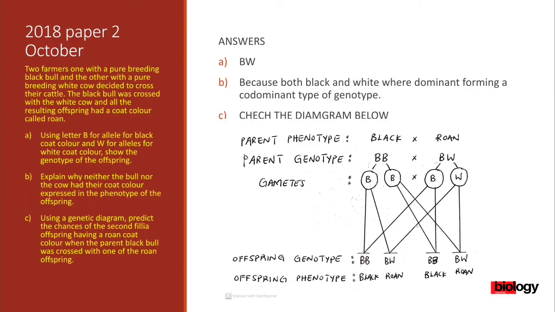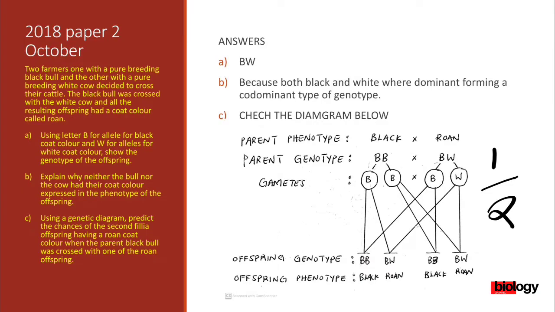So what are the chances? Because they are asking us for the chances. When you look at what we have here, how many roan offsprings do we have? We have 2 roan offsprings over the total number of offsprings, that is 4. When you reduce this number, it is going to be 1 over 2. That's the chance, because here they are asking us to predict the chances, the probability. So it's 1 over 2, which is a 50% chance if they're asking for the percentage.